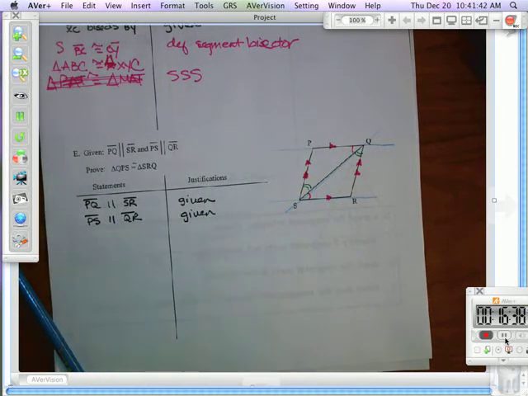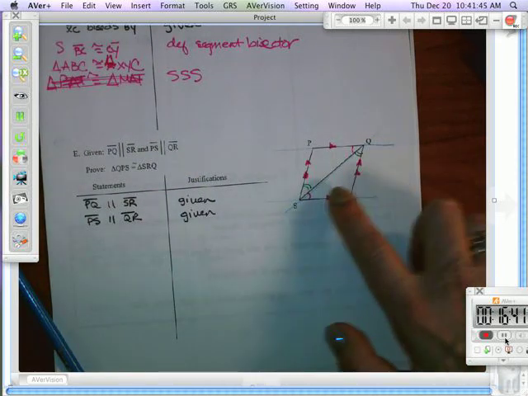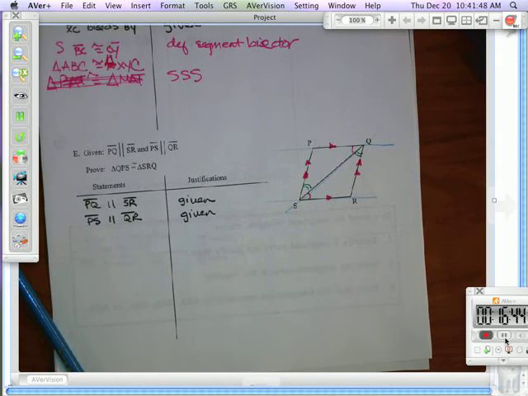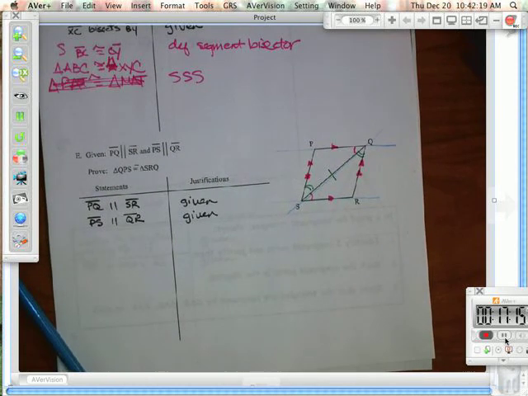What's the last piece of information I can know from this drawing? What's the last thing I can know? It has to do with the side. Leah, what do you think? What's the last thing I can pick out of this picture? It's about a side. I know one of the sides is congruent. Which one? This one, right? How do you know that? Because of the reflexive property.